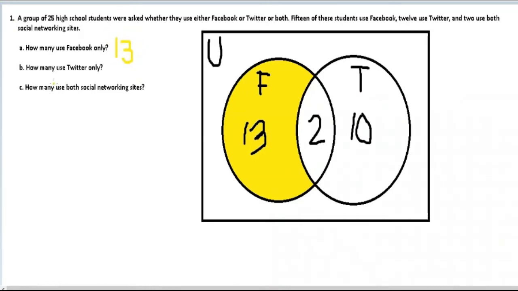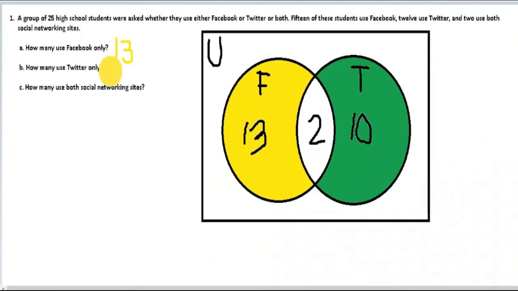Letter B, how many use Twitter only? So for that Twitter only, it will be colored with green. And there are 10 students for the Twitter only. Letter C, how many use both social networking sites? So for both social networking sites, it will be here in the middle of our two overlapping circles. There are 2 students who are using Facebook and Twitter.